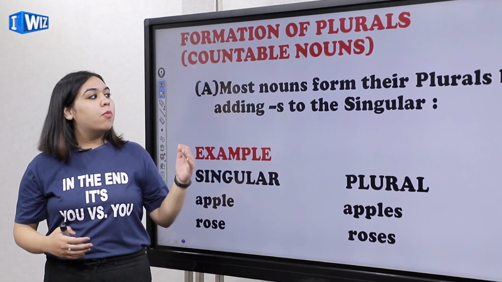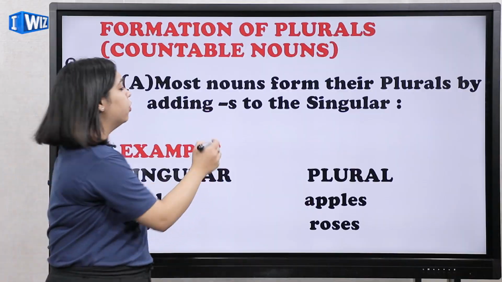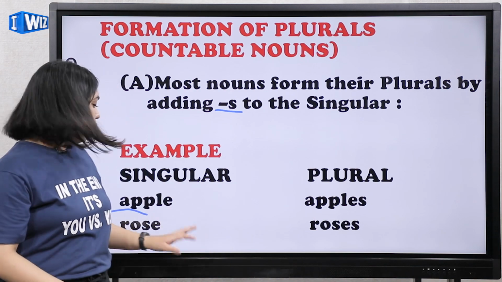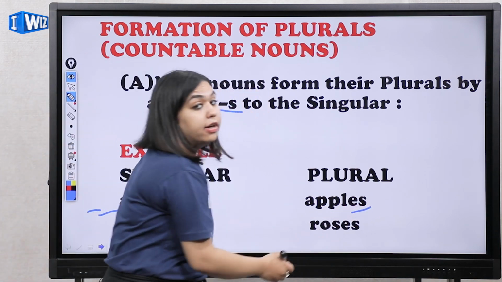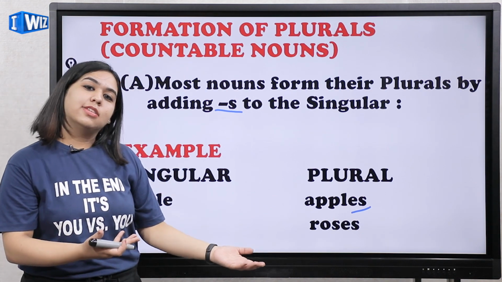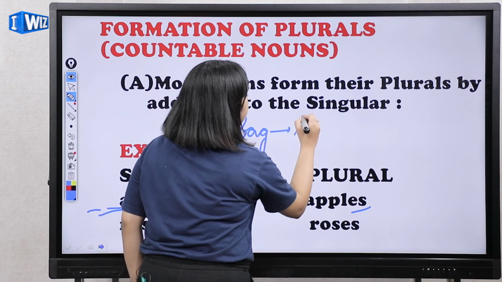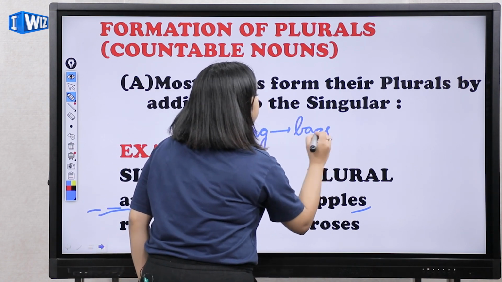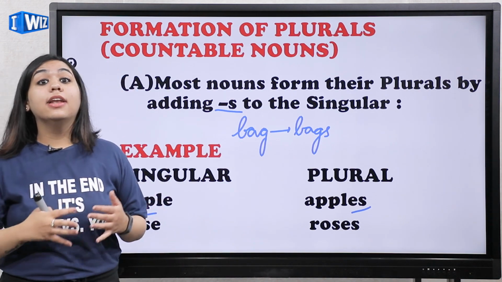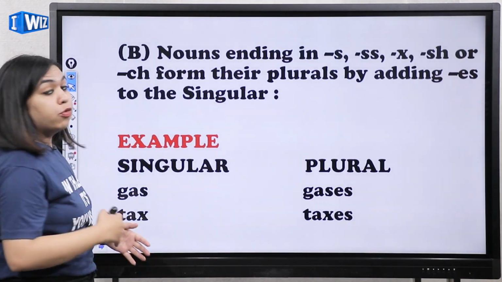The first one is most nouns form their plurals by adding s to the singular. You simply add s. For example, apple, apples. What did you do in this one? You just added an s. Rose, roses. If I say bag and bags, let me just write it for you. Say bag, when you're converting it into the plural, it will turn into bags. Toy, toys. So you're just adding an s to it. I hope it's clear. Let's move forward.